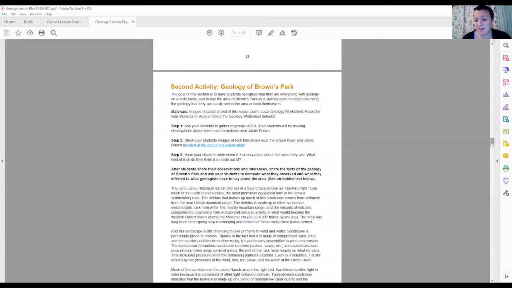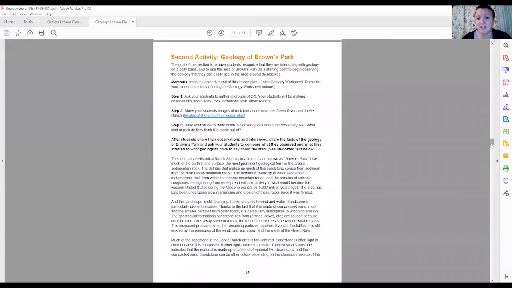The second part of this is to work on the geology of Browns Park. You're going to have your students get together in groups of 2 and 3, and you're going to be making some observations based on rock formations found near Jarvie Ranch.